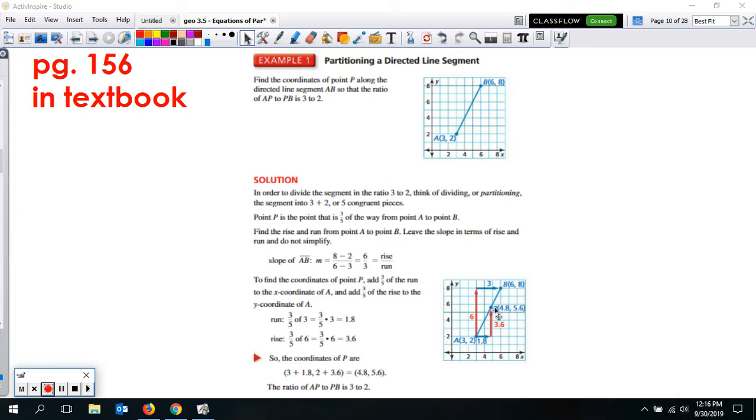And so now you can see where they put that there. That's 3 to 5, or 3/5 of the way. P is 3/5 of the way. It's a 3 to 2 ratio. 3 on this side, 2 on that side, and there's P. All right, so let's go ahead and try that on our extra practice.